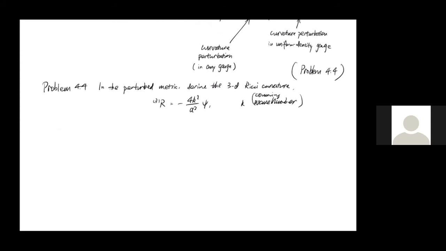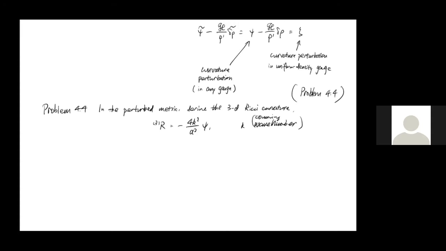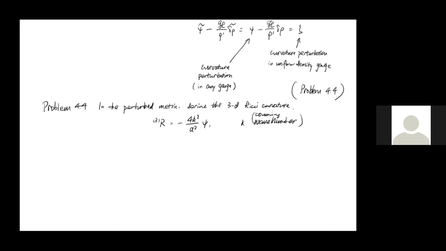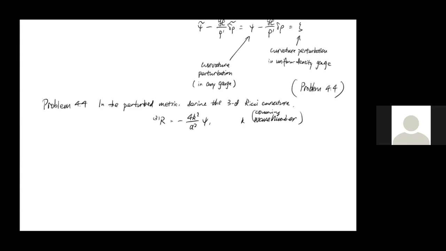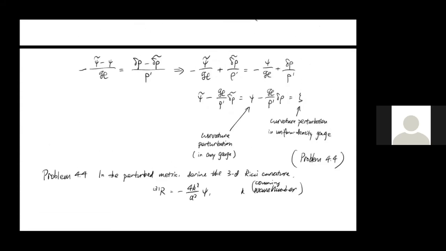Usually, there is another frequently used quantity, the curvature perturbation in the comoving gauge, which means that the matter co-moves with the space-time. That is, the velocity potential equals 0. So I will talk about this here. This is 4.2, okay.